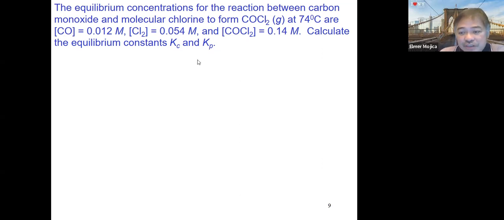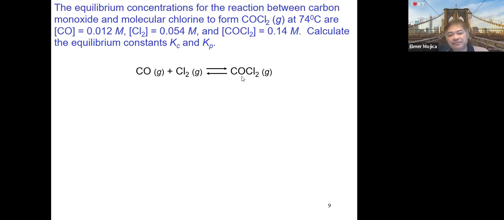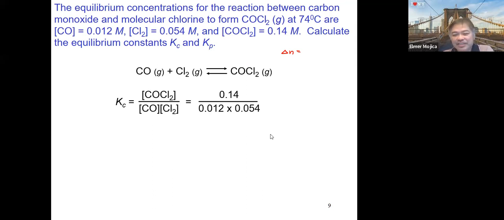So the first thing that we're going to do is to write the reaction. This is the reaction. Now, what do you think is the delta N? By the time you're answering what the delta N is, we're going to write the equilibrium expression. So Kc is equal to what? COCl2 divided by CO times Cl2. So this is what you have. Then you just substitute the given numbers there, and you get the value of 216, but you round it up to two significant figures. That's around 2.2 times 10 to the 2.